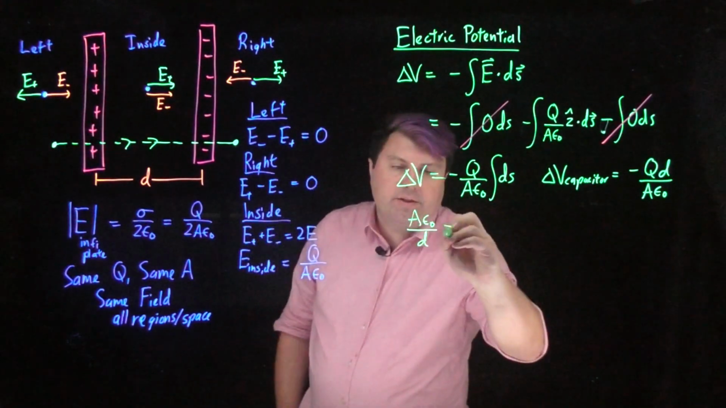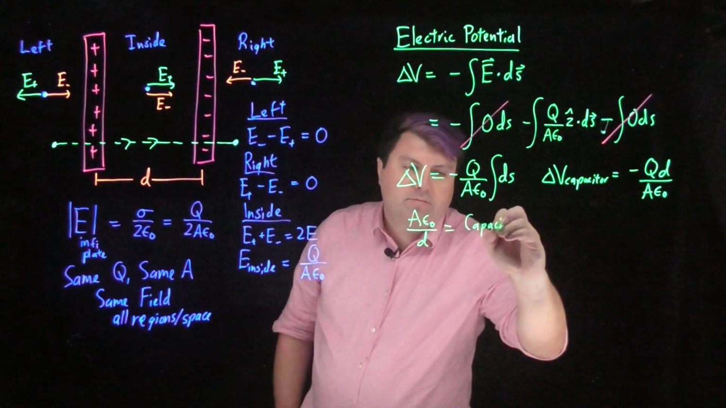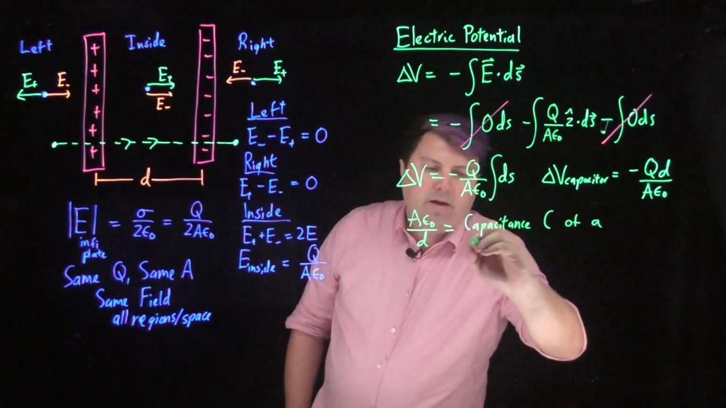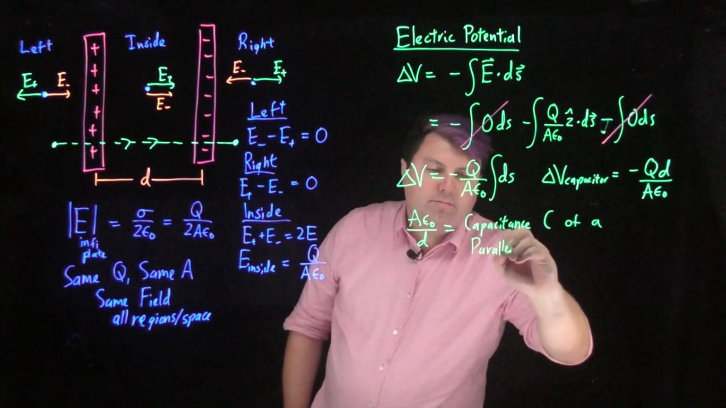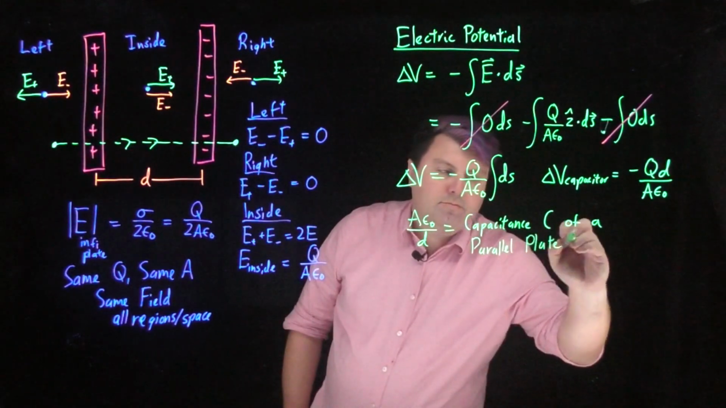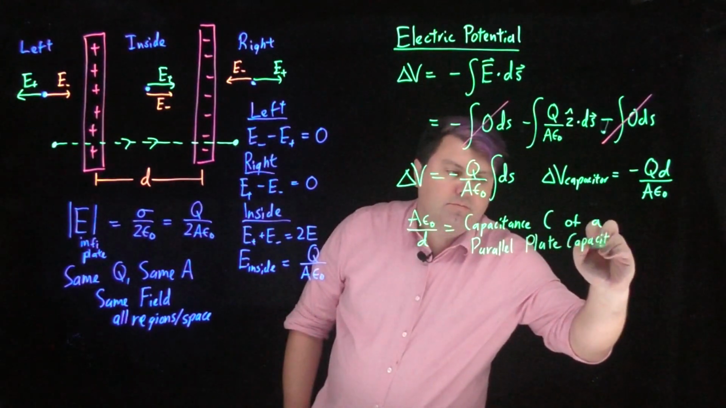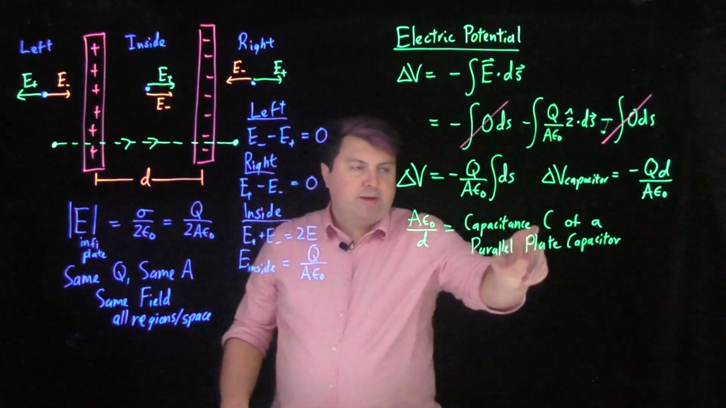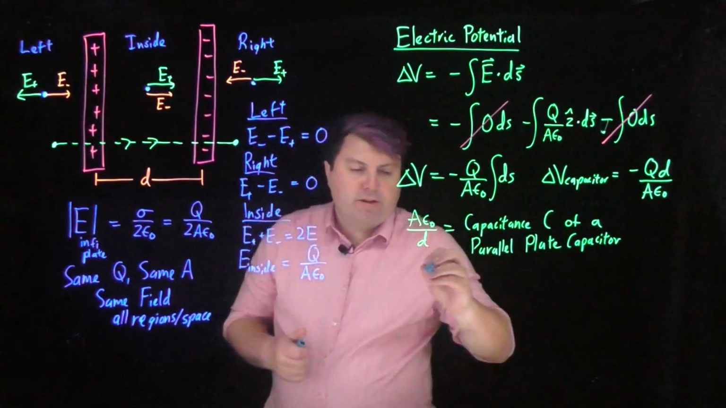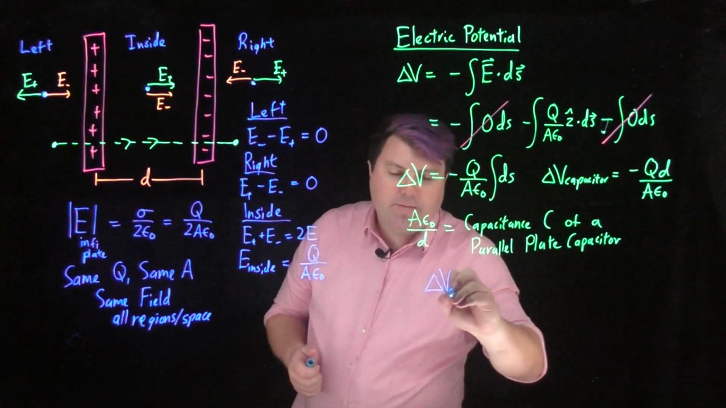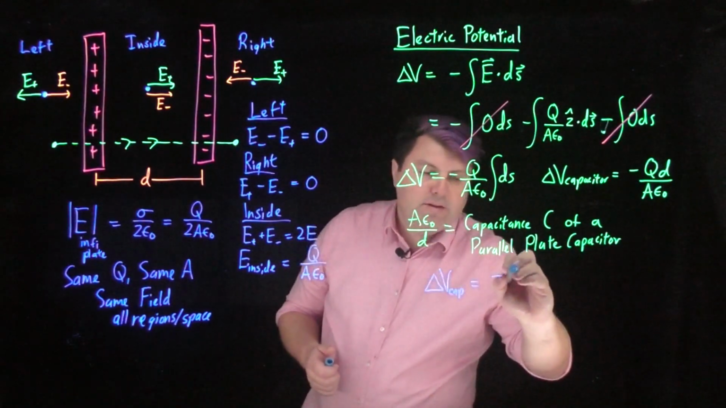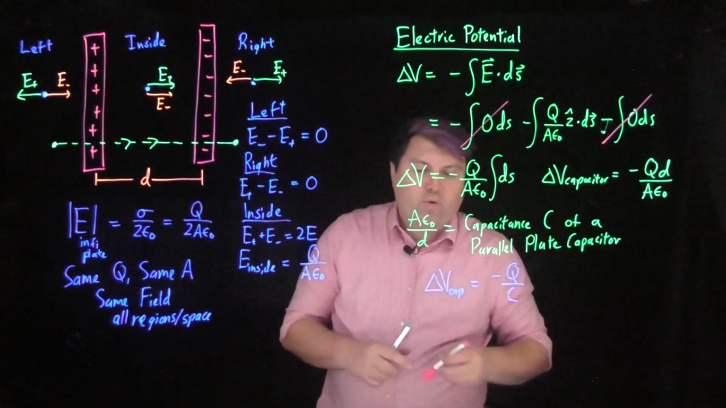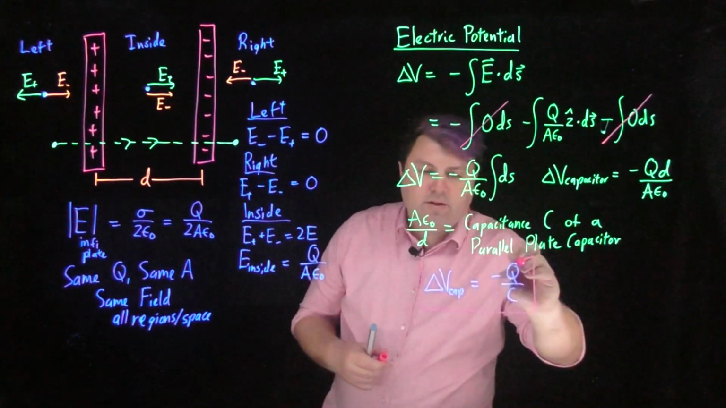We are going to call this the capacitance C of a parallel plate capacitor. So every time we see A epsilon naught over d, we can replace it with C. And so the delta V of our capacitor is negative Q over C, just to make things quite a bit easier for ourselves.